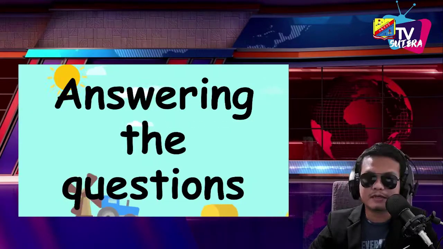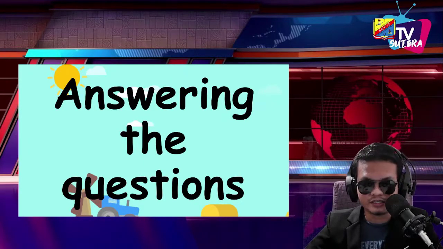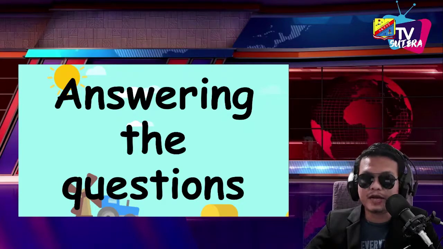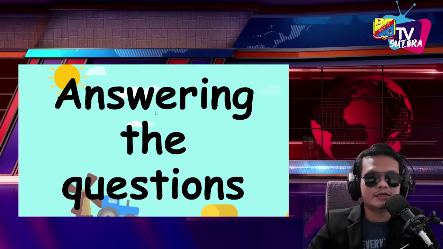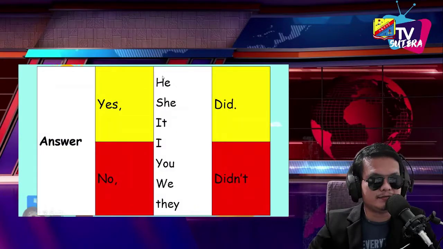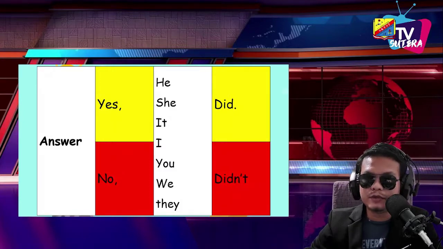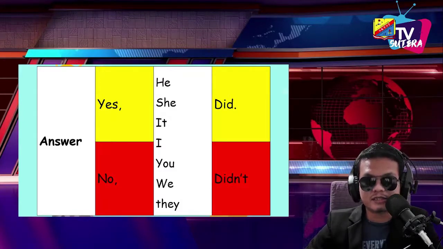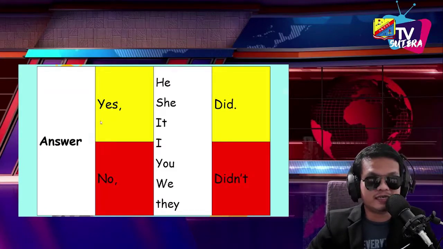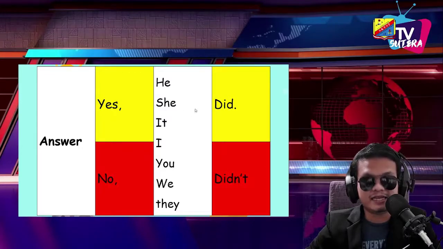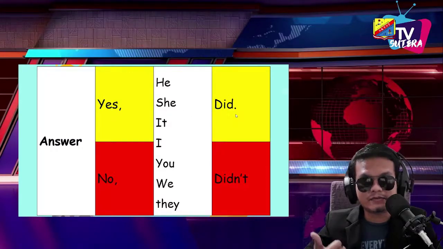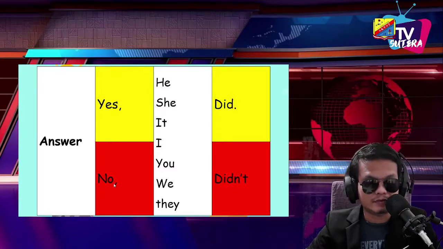Okay. Just now, we have learned about how to ask questions. For the next session, we are going to learn how we can answer the questions. Alright? So when we want to answer the question, there are two possible answers. The first one is yes, pronoun and did. And another possible answer is no, pronoun and didn't.